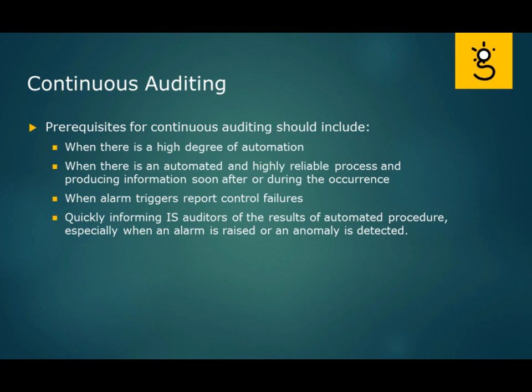So that's important, right? If I'm watching this process, I've got continuous auditing on and an alarm triggers, then we can look at that. It also helps us in being able to quickly inform IS auditors of the results of the automated procedures, especially when an alarm is raised or an anomaly is detected. What does that mean? Again, because auditing was already on. Remember, this is something that is on when the event occurs, when the alarm triggers, when an alarm is raised, when the anomaly is detected. Because we have the continuous auditing on, it gives us the ability to look at that information and to see the results of what was going on with that procedure.